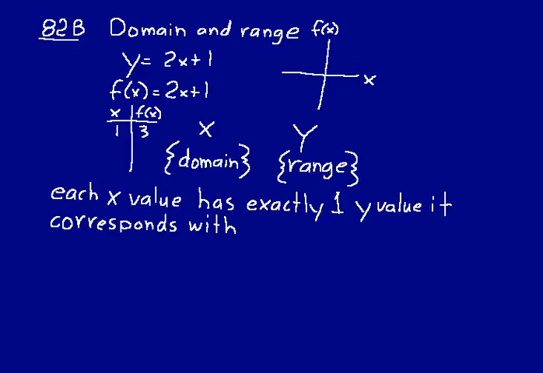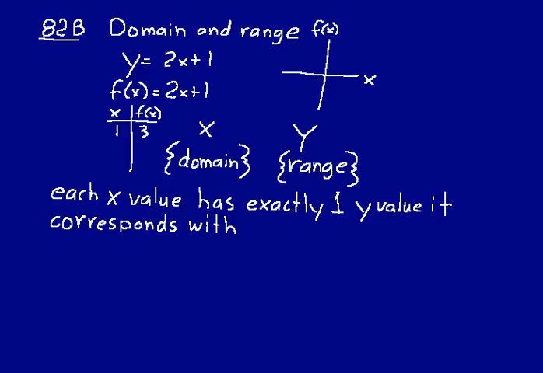Now in a function, each x value, or each member of the domain, has exactly one y value, or one member of the range set, that it corresponds with. For example, in our function above, f of x equals 2x plus 1, when x equals 1, f of x equals 3, and there's only one value that the number 1 in the domain corresponds with in the range, and that's a 3. It doesn't correspond with a 4 or 7 or anything else.